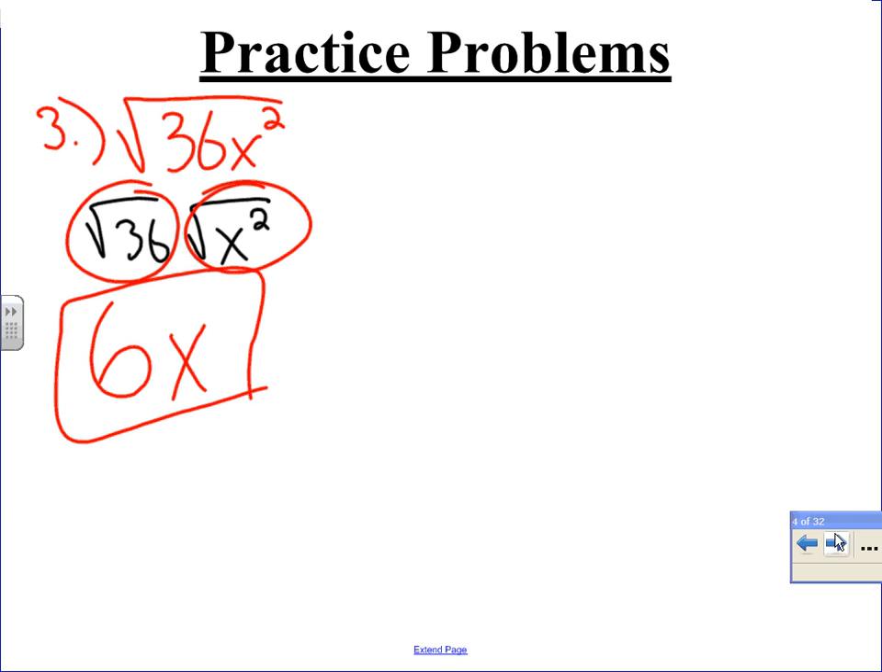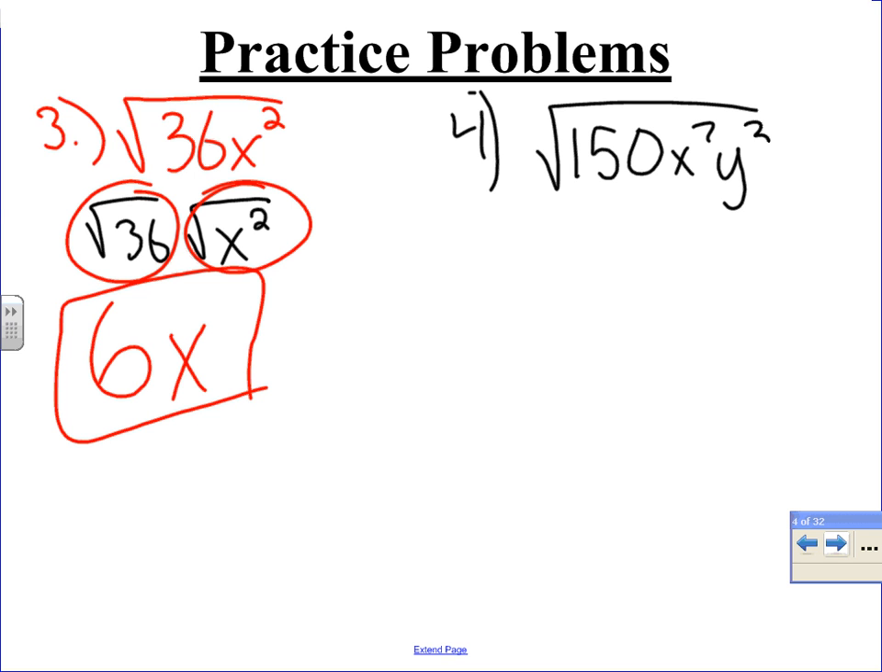All right, let's make them a little harder here. Okay, number 4. Let's do square root of 150, x to the 7th, y to the 3rd. Okay, so I want you to take a second. See if you can find a perfect square or the largest perfect square that goes into 150. That's an x to the 7th and y to the 3rd. Is that what you're asking, Jake? Yeah. So see if you can find the largest perfect square that goes into 150, if you don't already know.